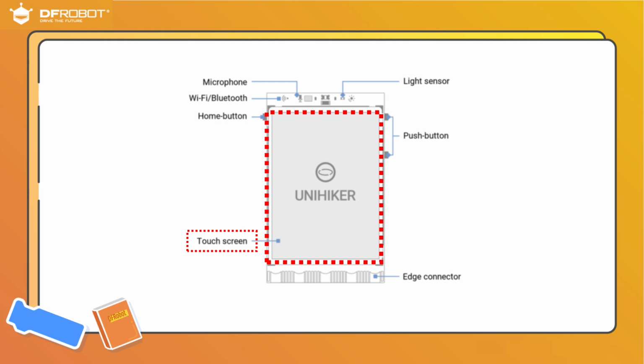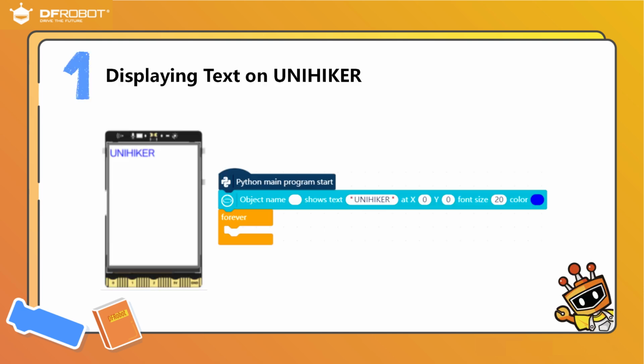Now that we're connected, let's dive into learning about the UNIHIKER projects. Firstly, we'll cover the basics of screen programming and operation. How do we display text on the UNIHIKER screen? This is a fundamental skill we must master when creating projects that use the screen. For example, if I want to display the name of the main board, I can accomplish this with just 3 programming commands. Let's try it together.